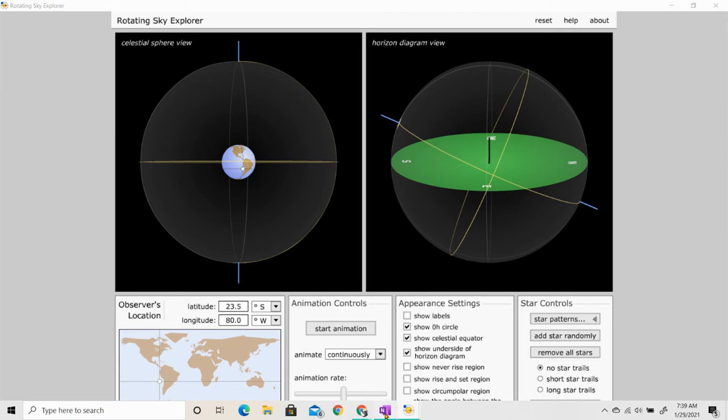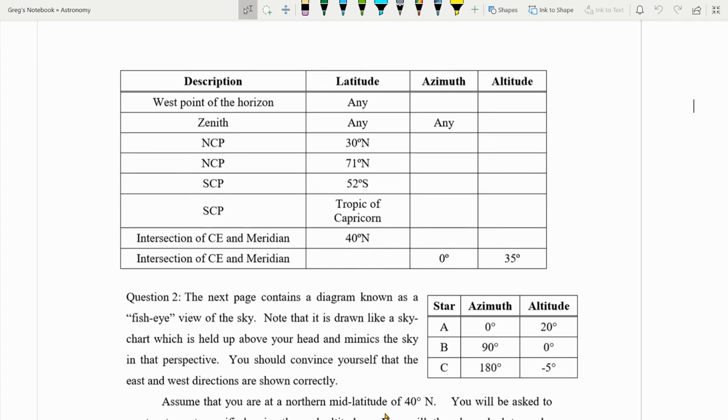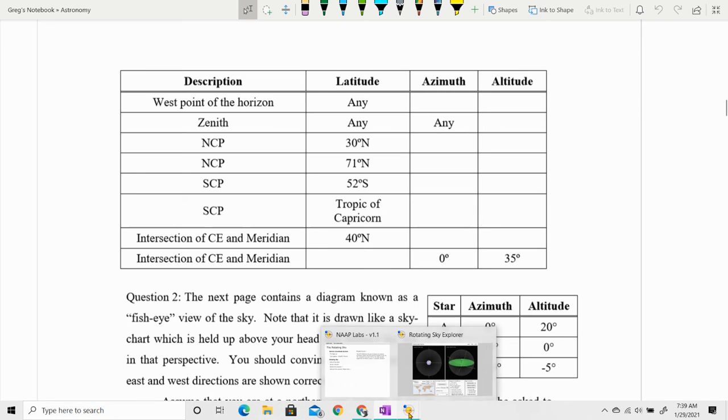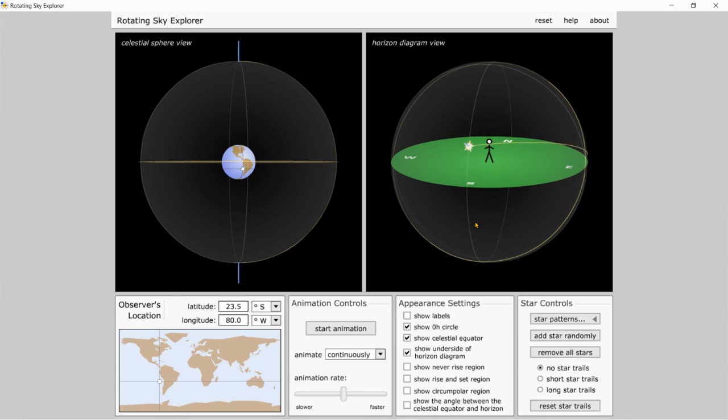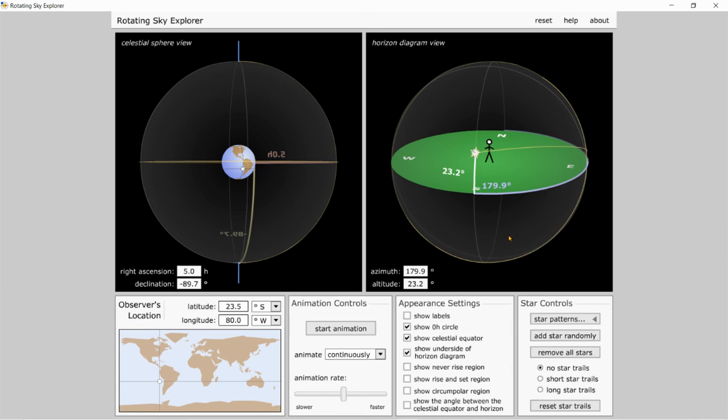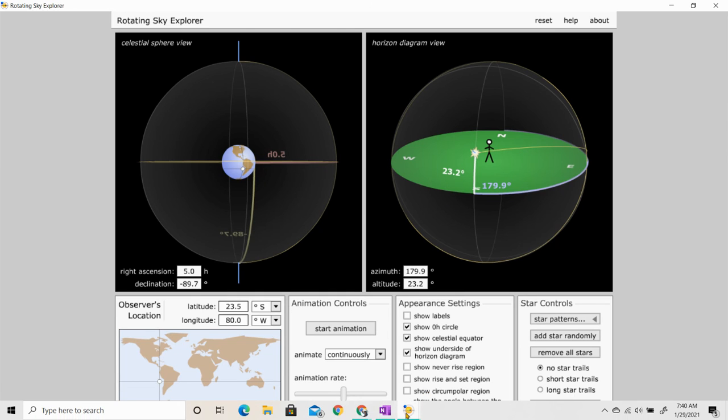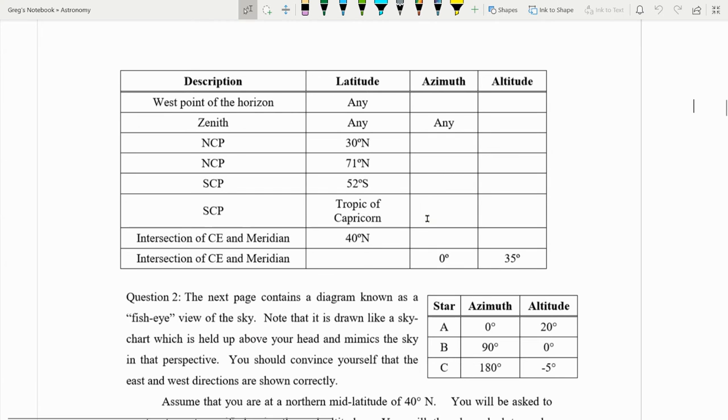All right, what did it tell us now? Tropic of Capricorn, azimuth, and the altitude of the North Celestial Pole. Click on that star. 23.2 degrees and 179.9. So 179.9 is our azimuth. 23.2 degrees. It's going to be close enough. And those two numbers will go right in here. You should know azimuth and altitude by now.